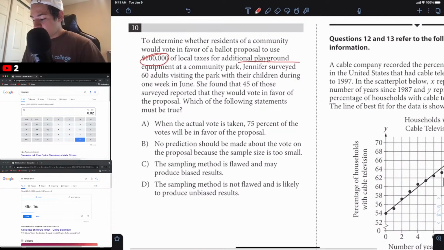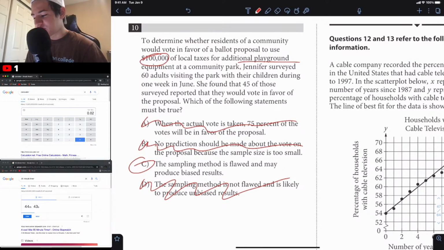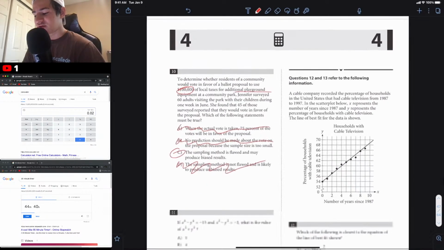When the actual vote is taken, 75% of the votes, that's not necessarily true. No prediction should be made because the sample size is too small. I agree. Ooh, actually, I think the sampling method is not flawed. Okay, it's definitely flawed. I don't think the sample size is necessarily the issue. I think it's C. The sampling method is flawed and produces biased results because you're asking people at a playground. Obviously, they're going to say yes, and all the answers are going to be yes.